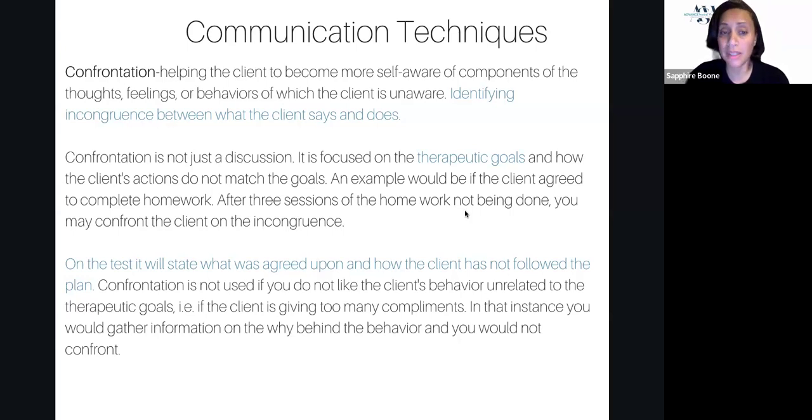So when you see confrontation, don't view that as I'm going to discuss something difficult with the client. I want you to view it as a therapeutic way of understanding what is going on. So confrontation, by definition, is identifying some incongruence between what the client says and does. It has to be therapeutically focused. So there has to be some type of plan that was mutually agreed upon that the client is not doing. So confrontation would be a way, if your client is being non-compliant, to figure out what's going on.